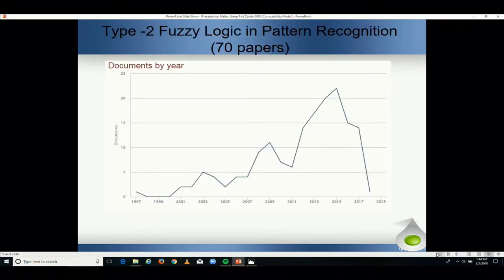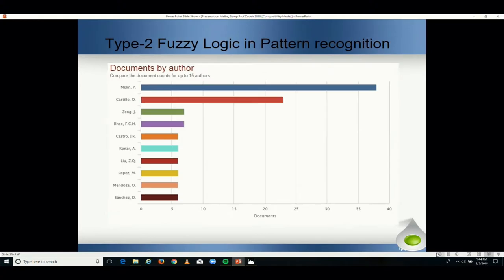And this is particularly for the pattern recognition area, with documents from Scopus. That means it includes not only journal papers but also conference papers. In particular, papers applying type 2 fuzzy systems to pattern recognition number about 70, from 1997 to now, with one or two papers at the moment. And this is the documents by authors on type 2 fuzzy logic in pattern recognition, also from Scopus.